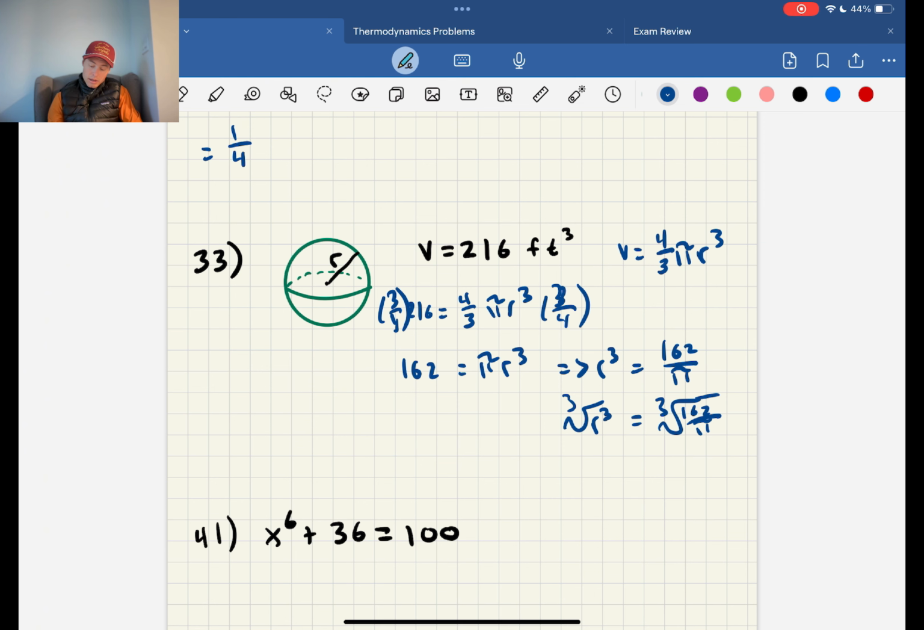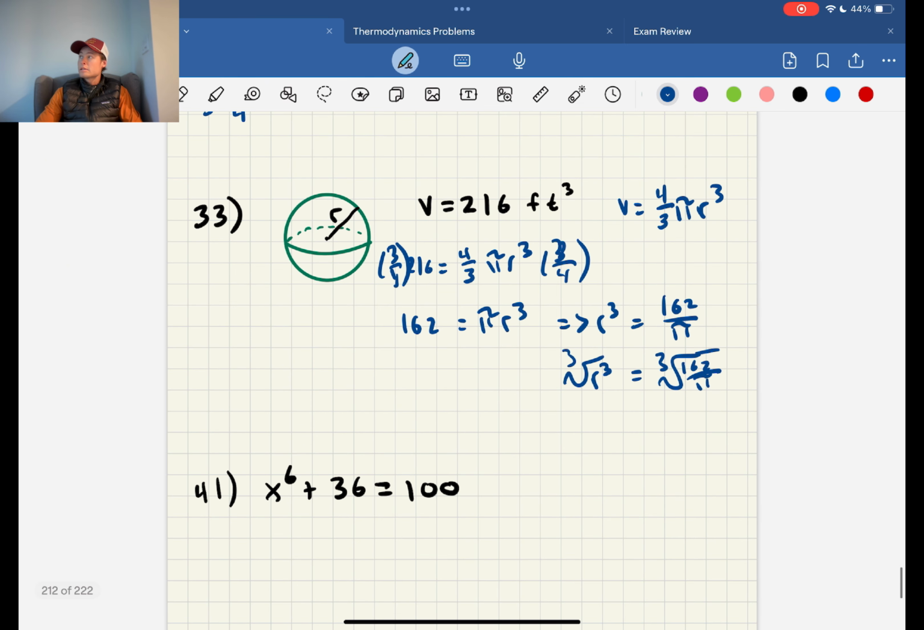Now, is there a cubed root of 162? Let me think.